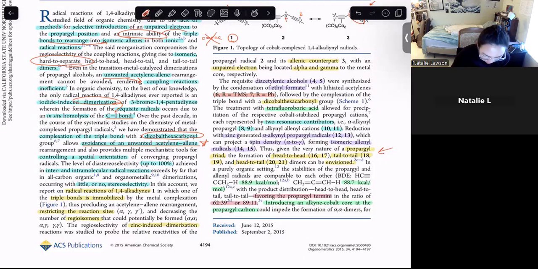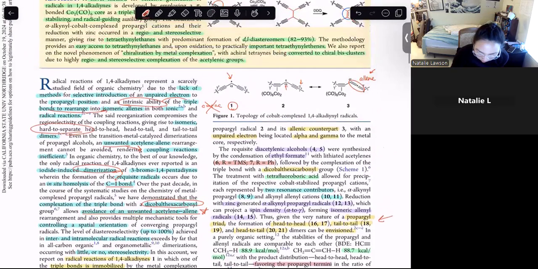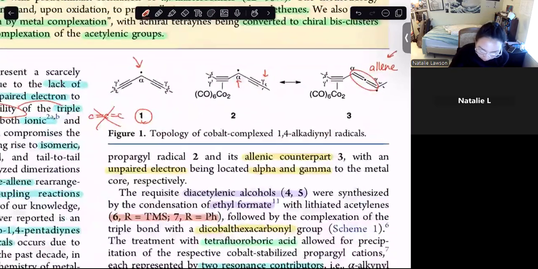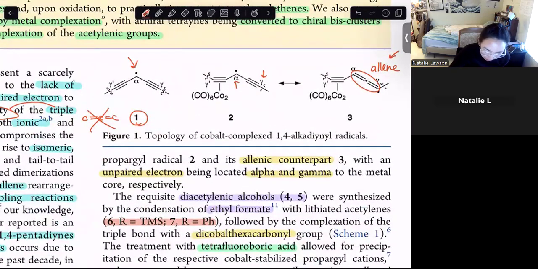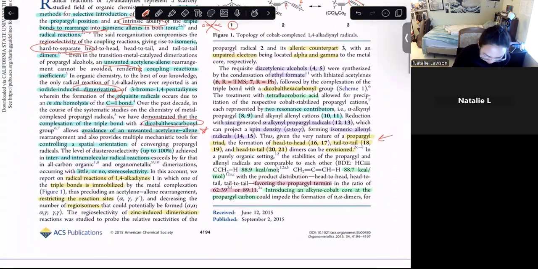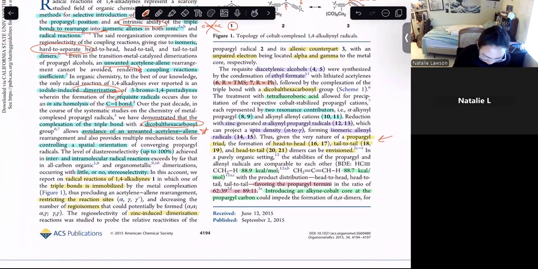Regioselectivity of zinc-induced dimerization reactions was studied to probe the relative reactivities of the propargyl radical, number 2. So I'm going to write that number 1 triple bonds is immobilized by metal complexation.